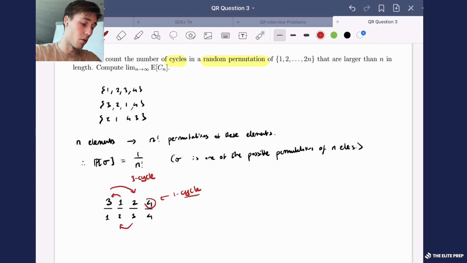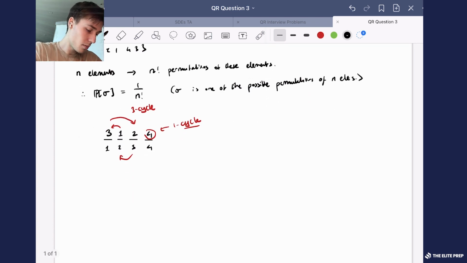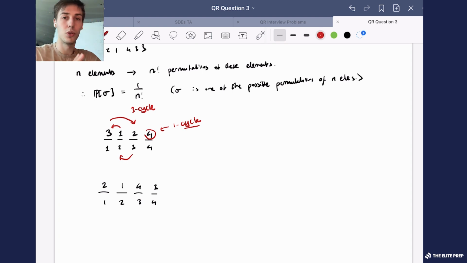I'll just do one more quick example. Again, with 4 elements. 1, 2, 3, 4. If we had 2, 1, 4, 3, then it is clear that we just have two cycles. So 1 points to 2, 2 points to 1. So that's a 2 cycle. And then 3 points to 4, and 4 points to 3. So that's again a 2 cycle.